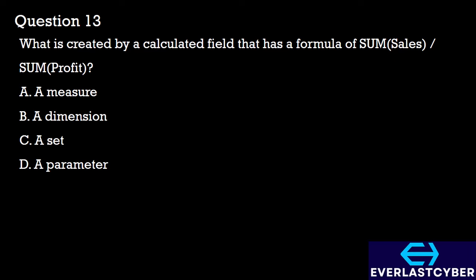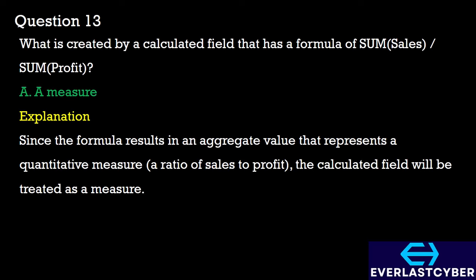A set is a custom field used to group data based on specific conditions, but it is not the calculated field that is produced in this case. So option C is incorrect as well. A parameter is a dynamic input field that can be used in calculations, filters, or as part of a formula. It is not the output of the formula itself. So option D is also incorrect. Our answer here is option A, measure.